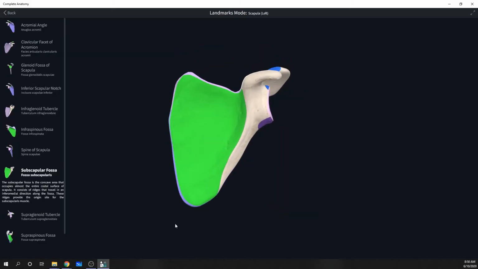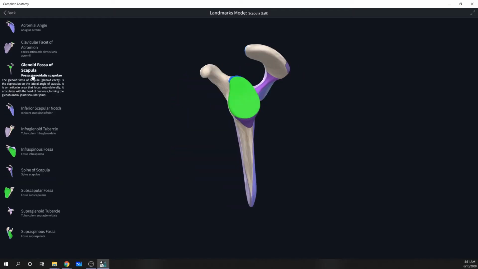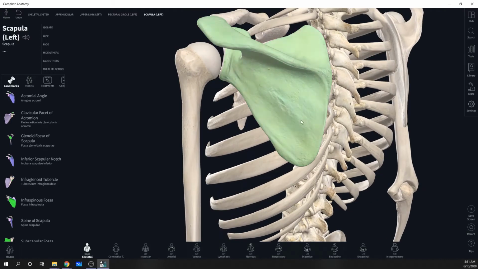I remember these because they have directional terms in their name. Supra meaning superior, spinous to the spine. So supraspinous fossa is superior to the spine on the scapula. On the opposite side, closest to our ribs, we have the subscapular fossa. The last feature is the glenoid cavity, where the head of the humerus articulates.